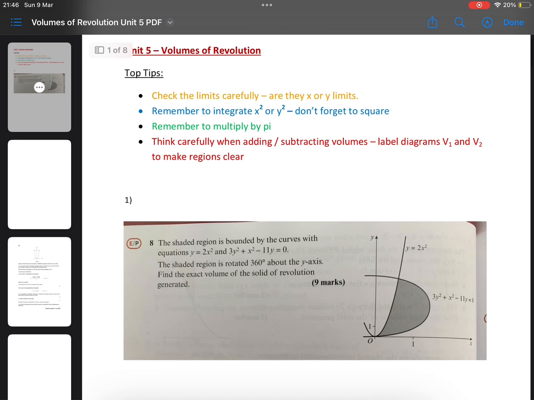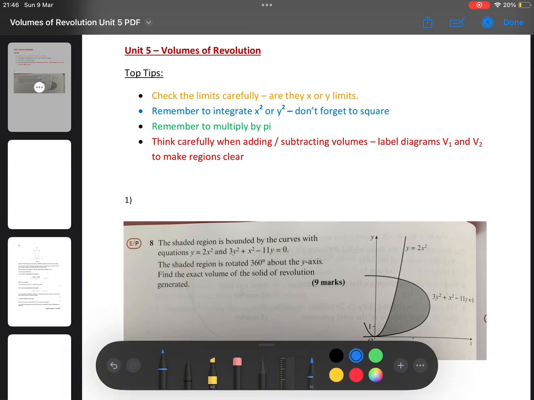Secondly, remember to integrate X squared or Y squared. Don't forget to square it before you integrate. And remember to multiply by pi. These are pretty obvious things, but it's easy to make mistakes on volumes of revolution, and that's the main thing for this, is just being careful. And the other thing is about thinking carefully when adding and subtracting volumes. So I like to label my diagrams using, for example, V1 and V2 to make regions clear, and then decide before I get far into it an approach or a strategy to solving the question, which ones I'm going to add and subtract and so forth.